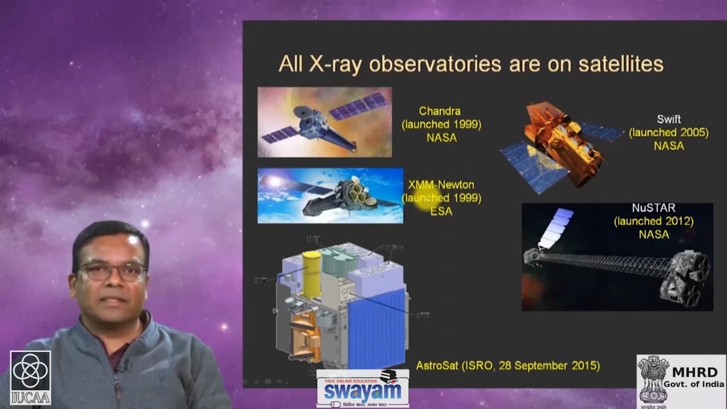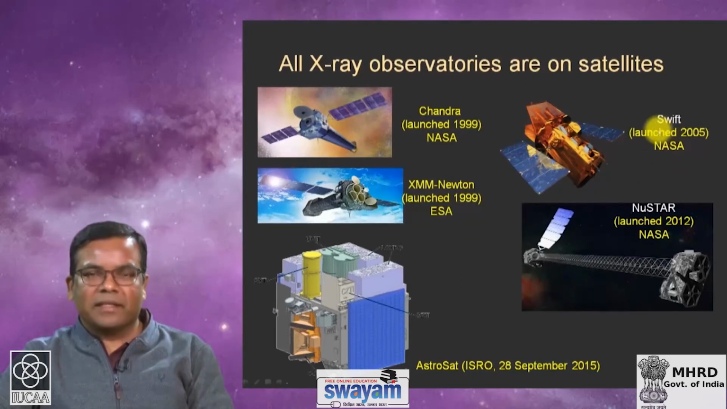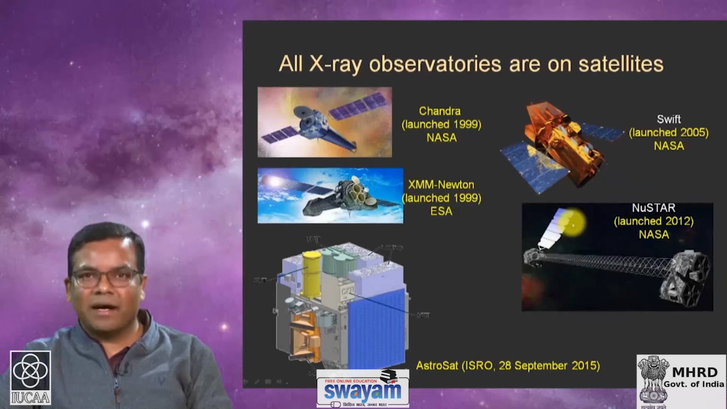The XMM-Newton is the ESA mission, again launched in 1999. It is a high throughput X-ray observatory and excellent for X-ray spectroscopy in the 0.3 to about 10 keV band. The Swift mission, which was launched in 2005, is an excellent observatory for transient sources such as gamma ray bursts. The NuSTAR mission by NASA was launched in 2012. This is the one satellite which has the hard X-ray optics and is sensitive in the hard X-rays from 3 to 80 keV.